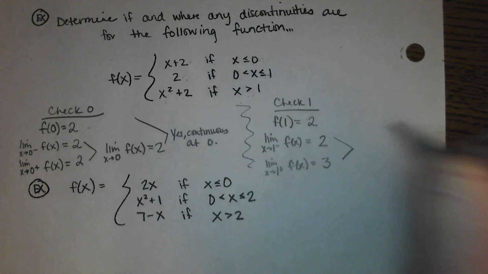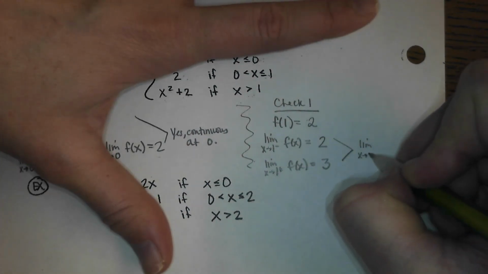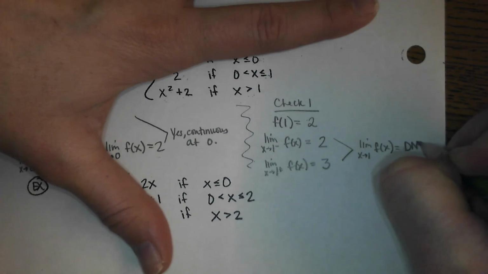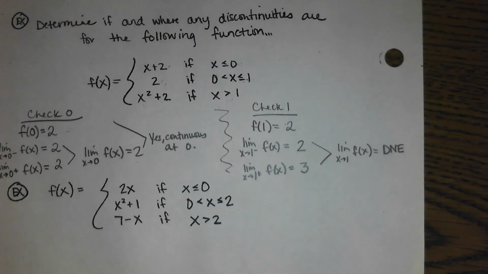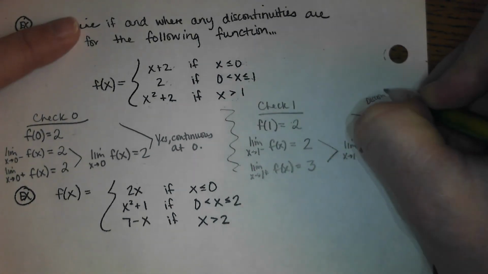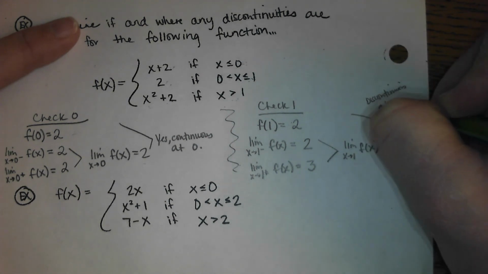So does the limit exist? That's a big fat no, because those two directionals don't match. And if the limit doesn't exist, there's no way it can be continuous there. So discontinuous at 1.